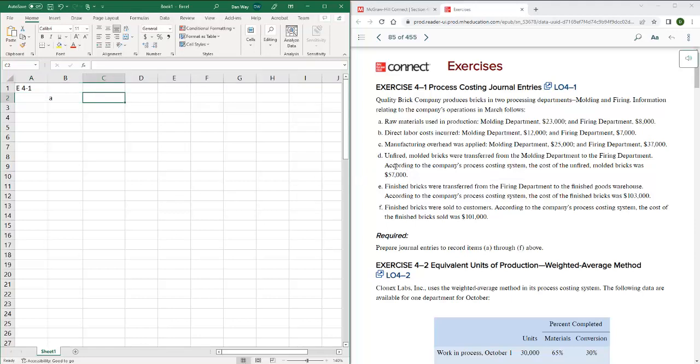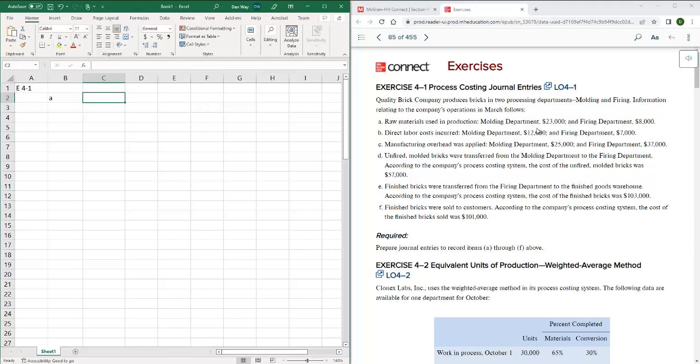So right off the bat here, letter A said raw materials used in production, molding department 23,000, firing department 8,000. Now thinking back to chapter 3 and what you read about in chapter 4 already, a lot of our cost flows in our process costing system are very similar to what they were in our job order costing system. So we'll try to make sure we provide some extra emphasis here on the differences. And so letter A highlights one of those.